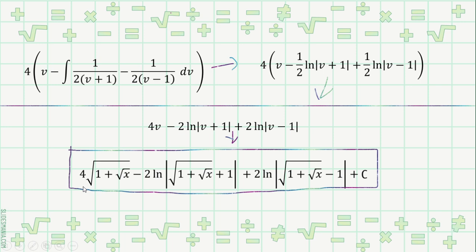The result is like this. We change the v back to what it was before. The v is root of 1 plus root of x. We change the v into this, and we will get this result.